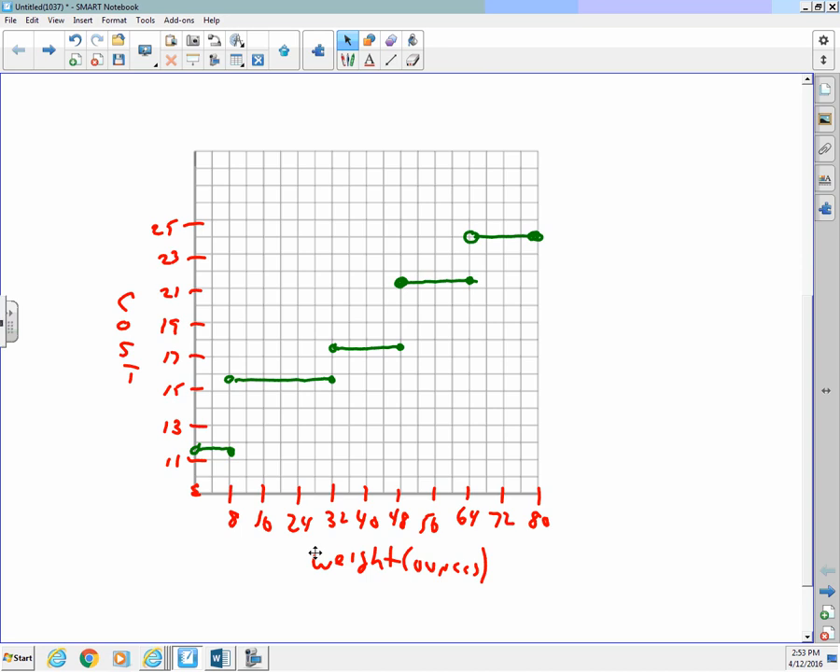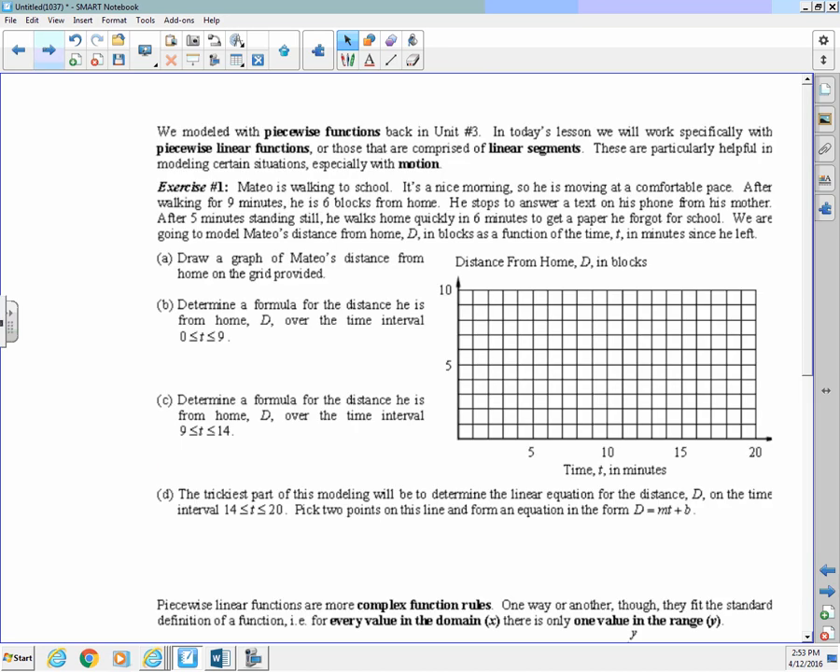Now, a piecewise function is simply made up of pieces, for example linear segments. So Mateo is walking to school, so we have a situation where he starts at home and he's going at a constant rate. After walking 9 minutes, he's 6 blocks. So 9 minutes here, 6 blocks there. Since it's a constant rate, it will be a straight line.